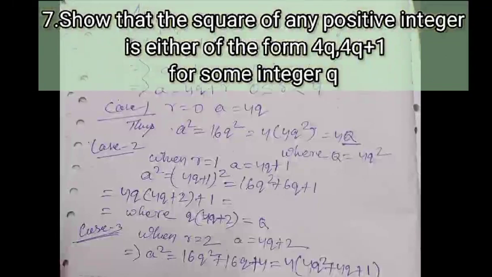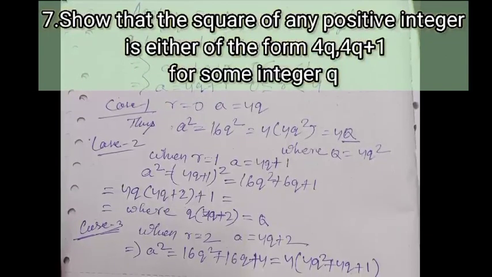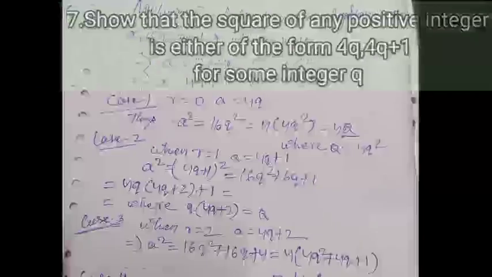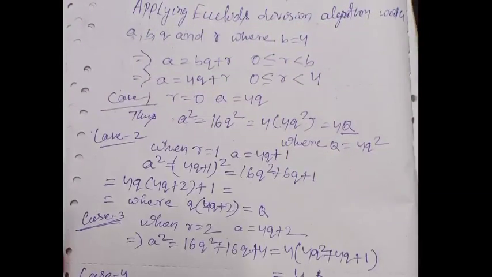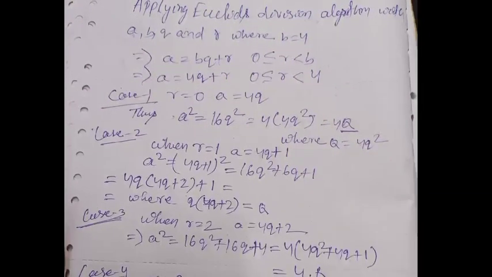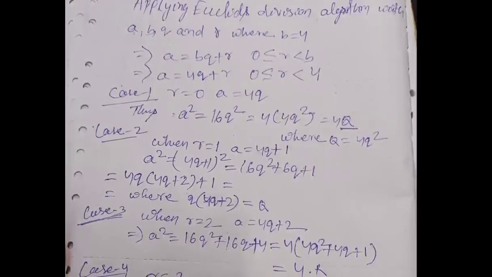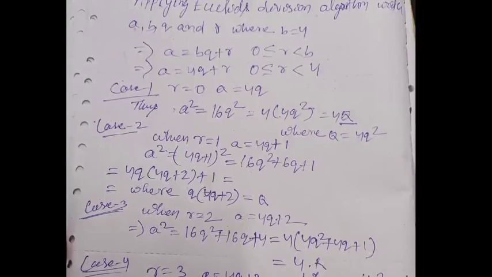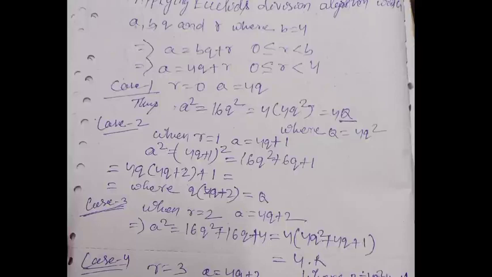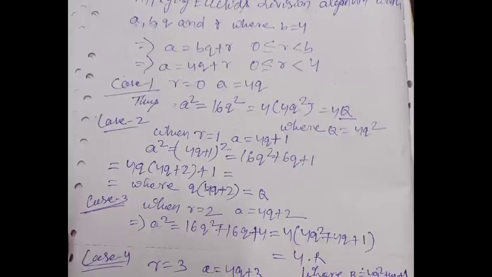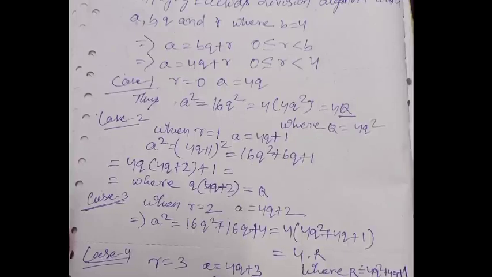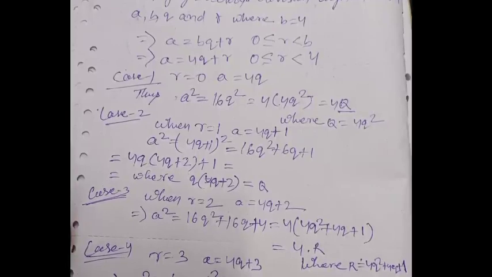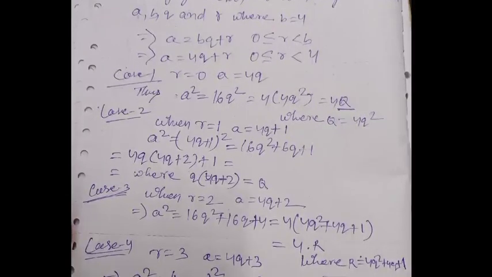Question number 7. Show that the square of any positive integer is either of the form 4q or 4q plus 1 for some integer q. Applying Euclid's division lemma, a, b, q and r, where b is equal to 4 and a is equal to bq plus r. R is in between 0 to b. A is equal to 4q plus r, where r is between 0 to 4. Case 1, r is equal to 0, a is equal to 4q. Thus, a square equal to 16q square. After taking 4 common, it will be in the form of 4q, where q is equal to 4q square.